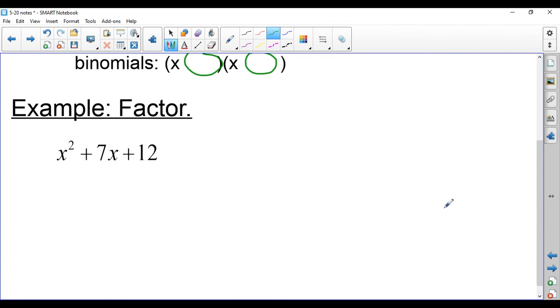So if I want to factor x squared plus 7x plus 12, I need numbers that multiply to the constant, which is 12. And I need them to add to the coefficient of x, which is 7. In your homework, there's a space for you to put the number that you want them to multiply to, and the place where you want to put the number that you need them to add to.